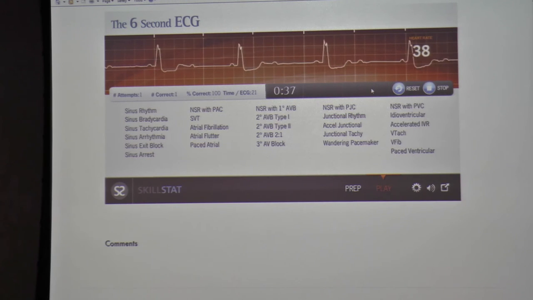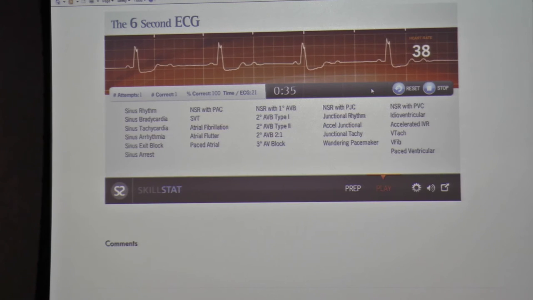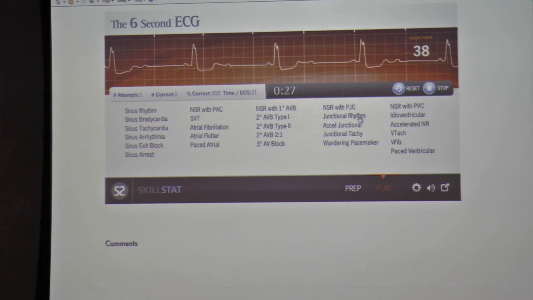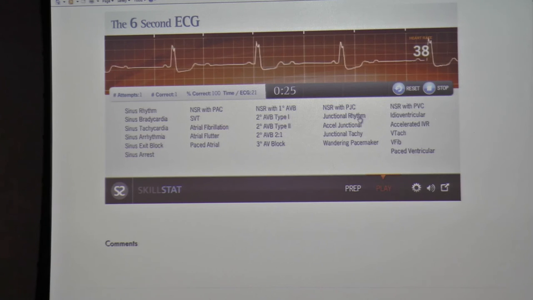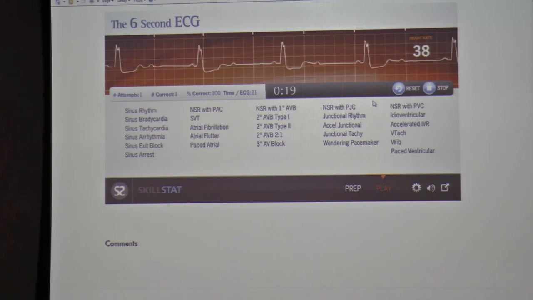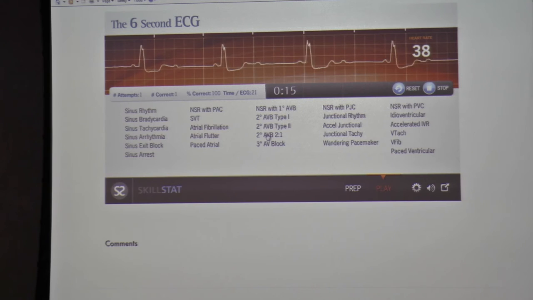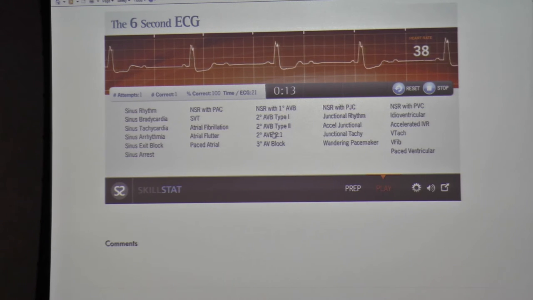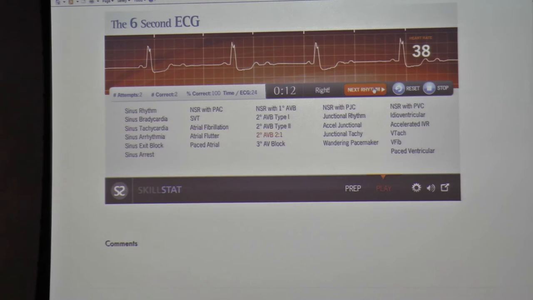Oh, we just did this one, right? So this was what? We have more P waves than we have QRSs, and we have constant PR intervals, yes, or are they changing? Okay, so we're going to call this a second degree type 2, and we'll try this 2 to 1 because there's two P waves for every QRS. Right. Okay.